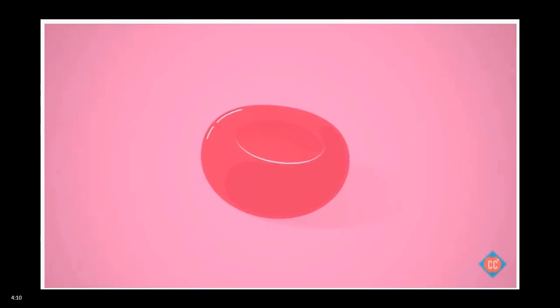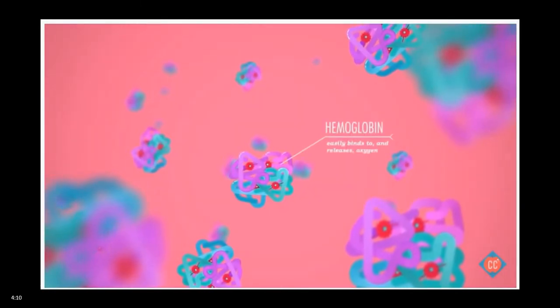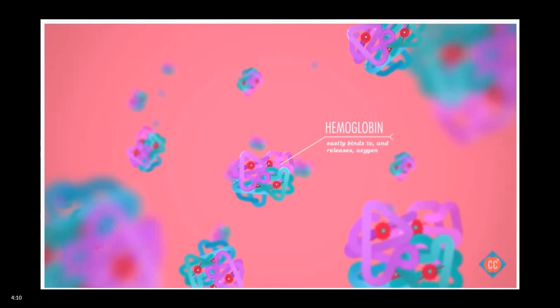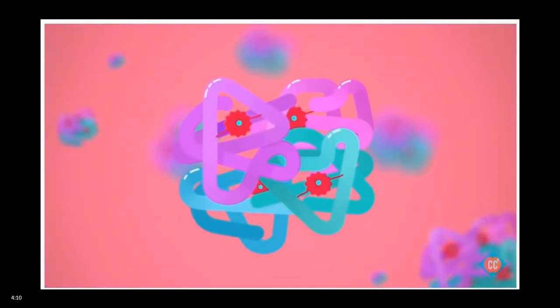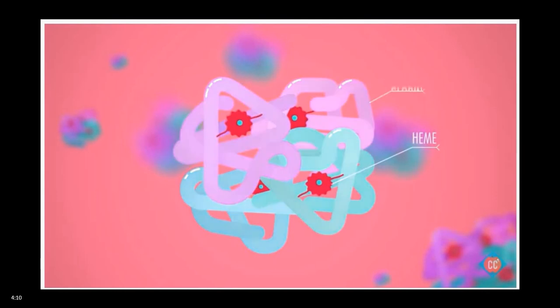cell for your entertainment. Because if you don't count their water content, red blood cells are 97% hemoglobin, a molecule that easily binds to and releases oxygen. It's like an oxygen sponge. Every hemoglobin molecule is really made of 8 different component molecules. 4 are a red pigment called heme, and 4 are a protein called, you guessed it, globin.